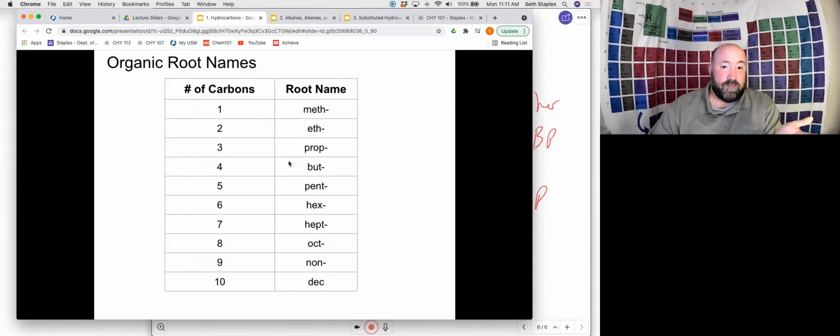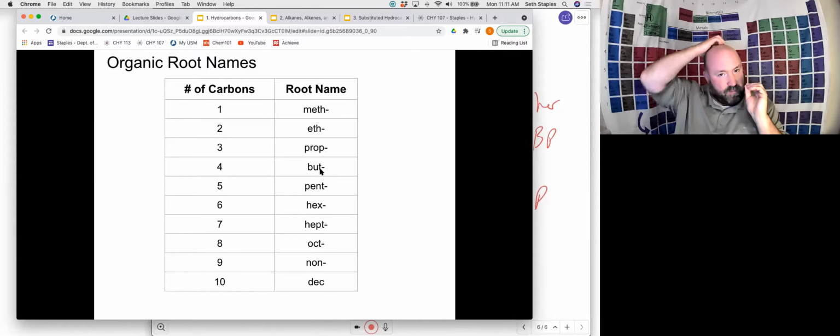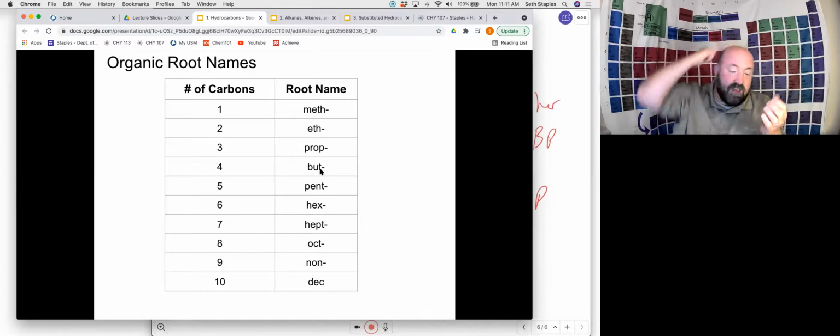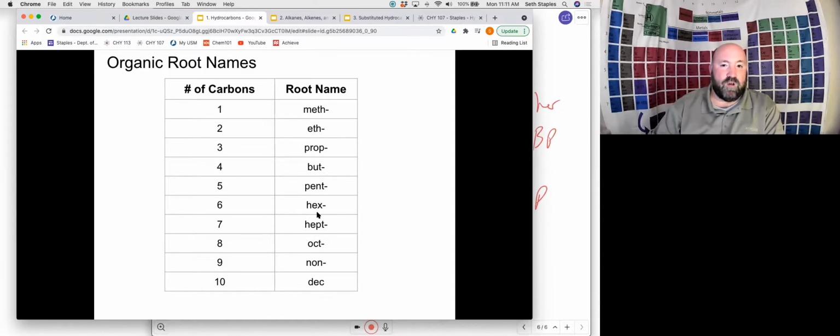Some of these should sound a little familiar. Propane, butane, compounds that probably sound familiar to some of you. This is definitely a table that you're going to want to memorize. We're going to be using these prefixes constantly. Some of them are probably familiar to you already. Hex, hept, oct are probably ones that you're familiar with. But you will want to know these. This is going to make up the basis of a lot of our naming that we do in the next few lectures.